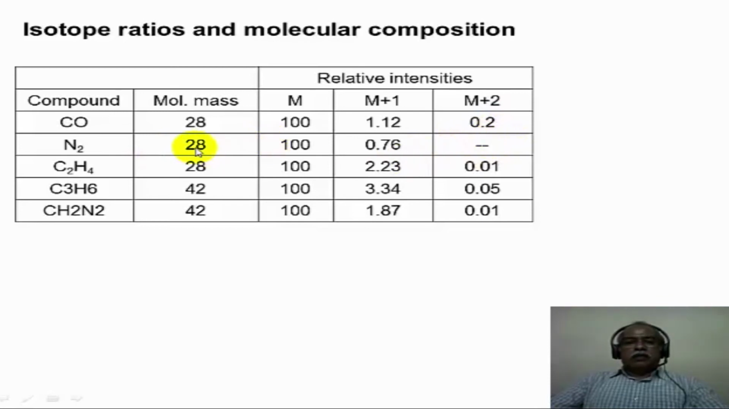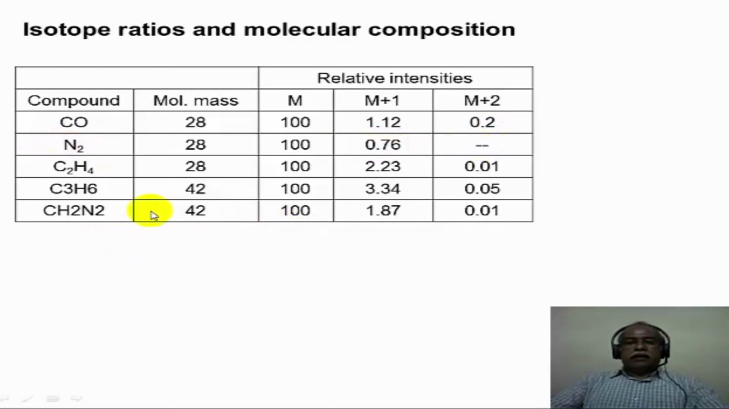So if you register the molecular weight of 28 and look at the higher molecular isotopes, isotopomers, for example, if it is having an m plus 1 as well as m plus 2, then it is certainly only carbon monoxide. The nitrogen, although having the same molecular weight, will not have the m plus 2 ion as the isotope peak.